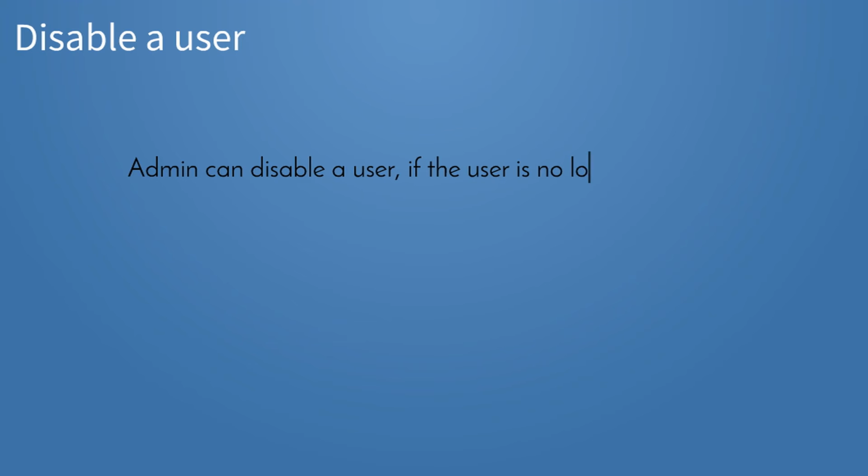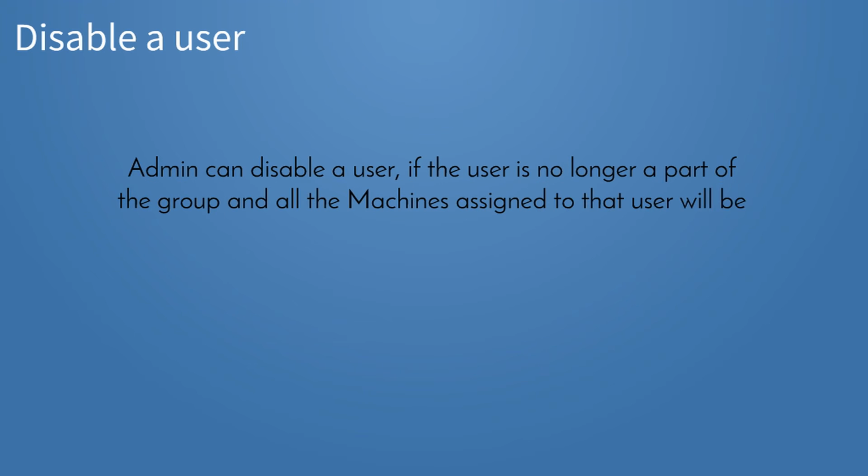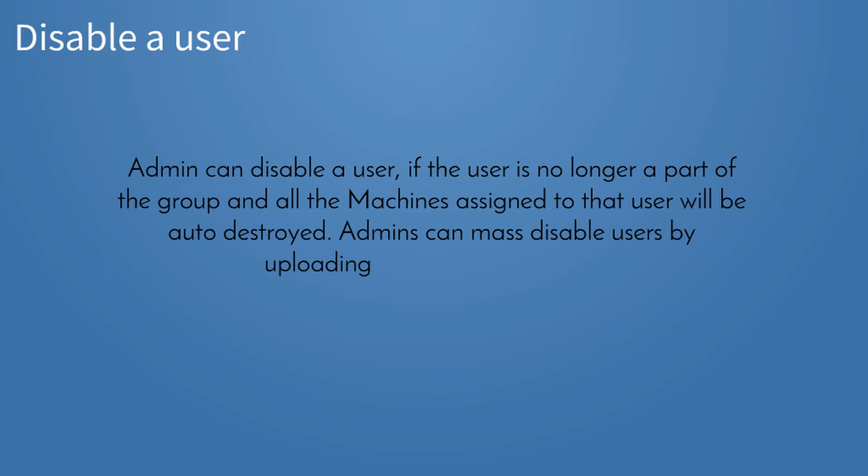Admin can disable a user if the user is no longer a part of the group and all the machines assigned to that user will be auto-destroyed. Admins can make disabled users by uploading a list of inactive users.